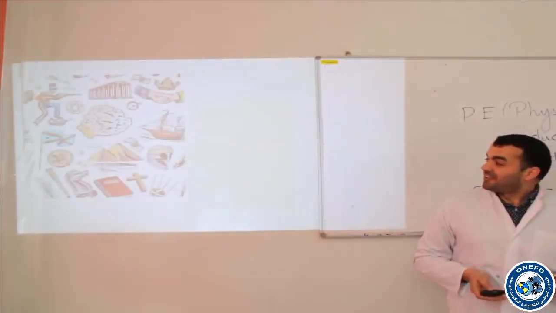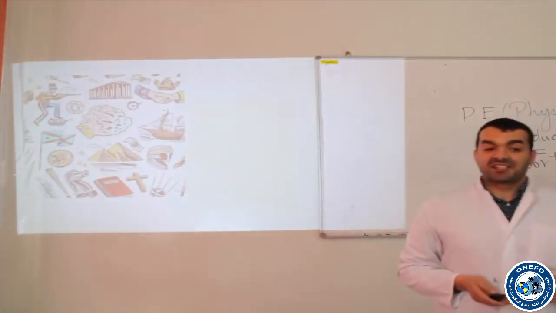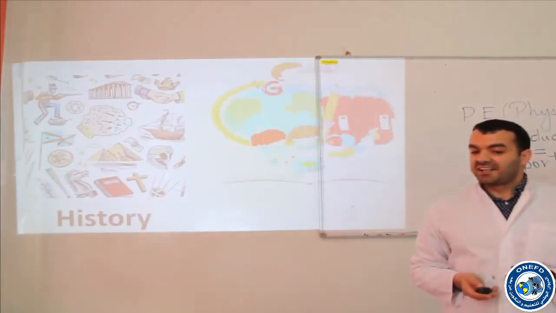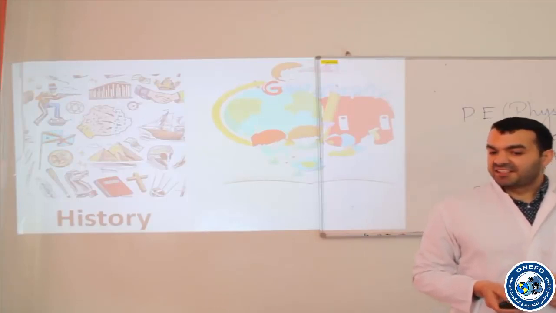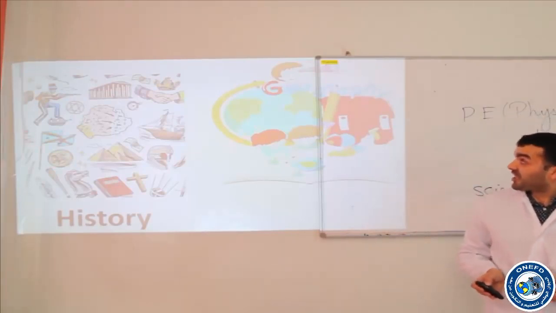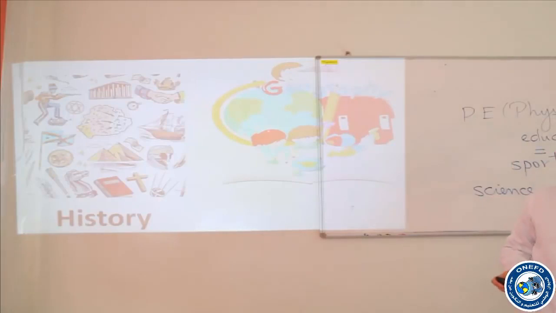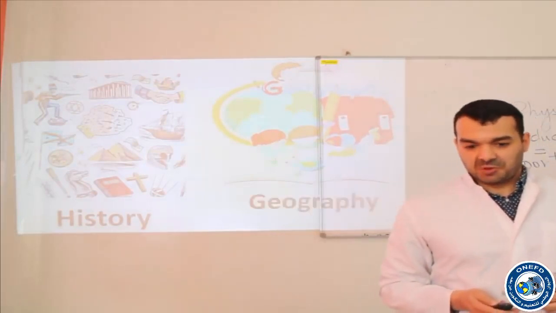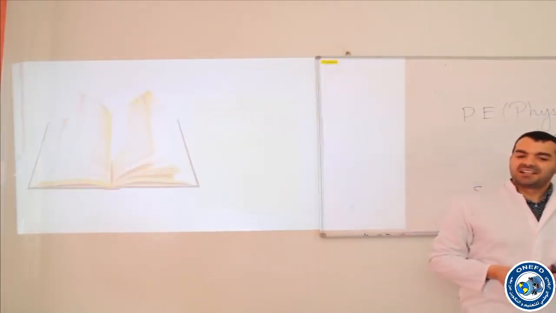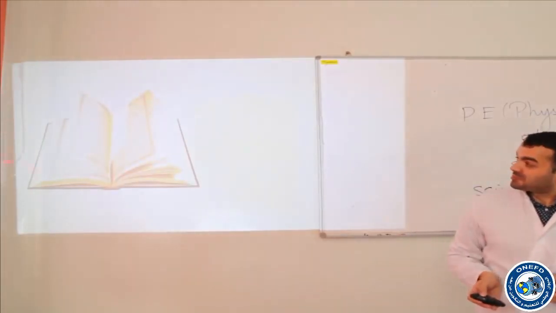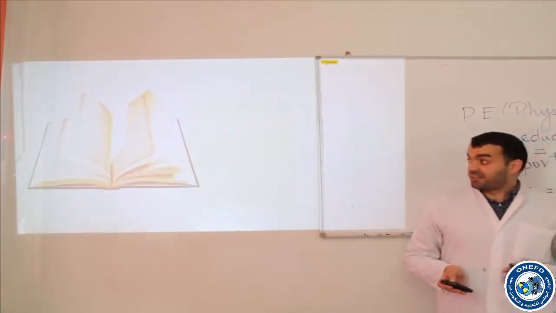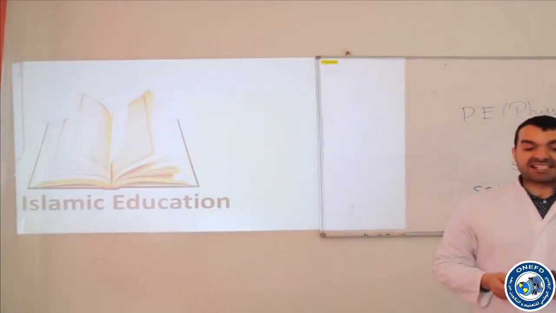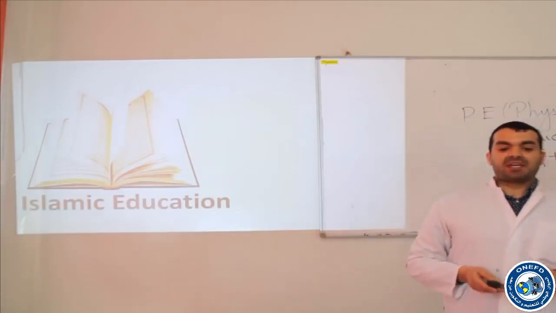The following picture, okay, can you guess it? It's history. Following picture, can you guess this? For example, we have the globe here. It's geography. Wonderful. The following picture, it is the Quran. So, can you guess this subject? It's Islamic education.